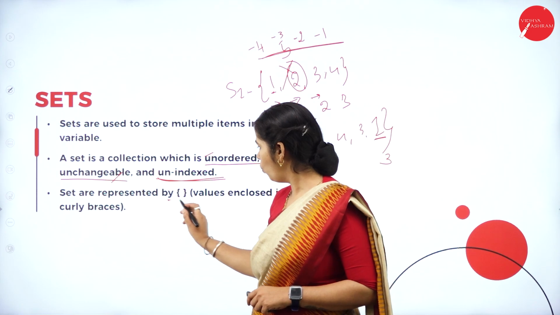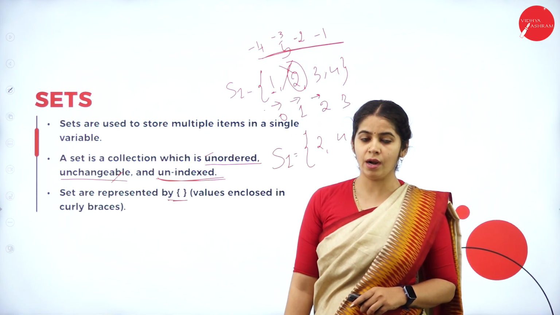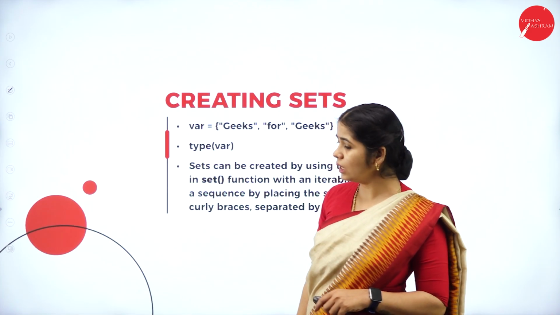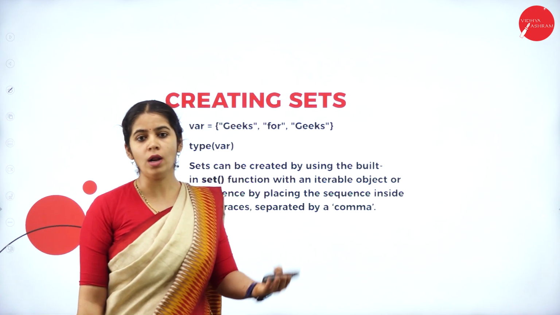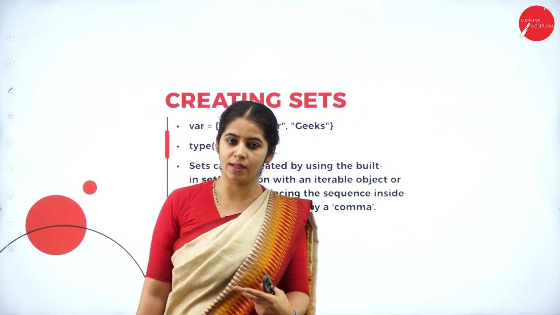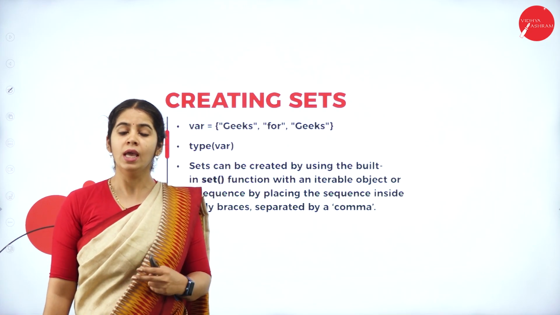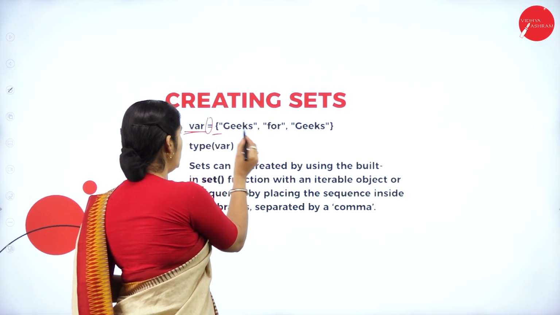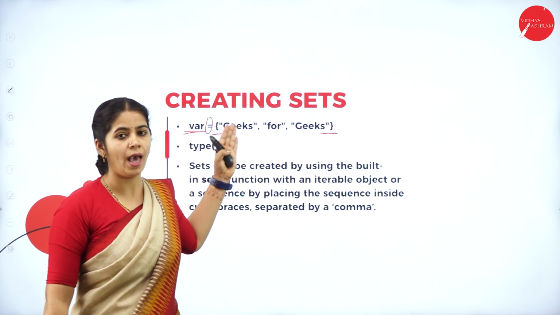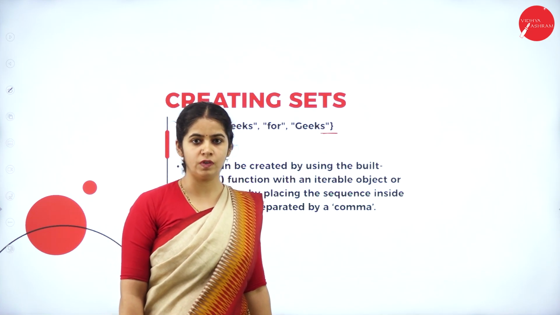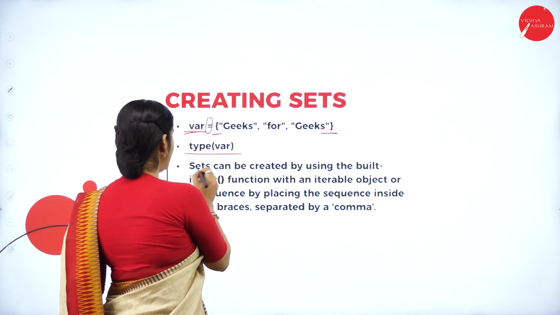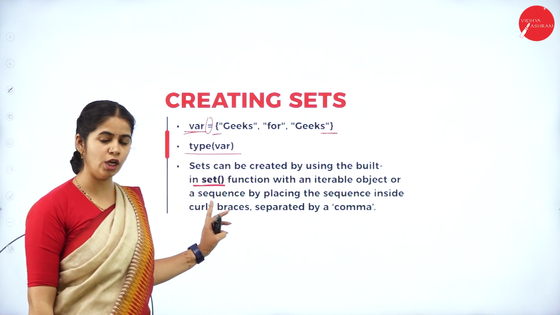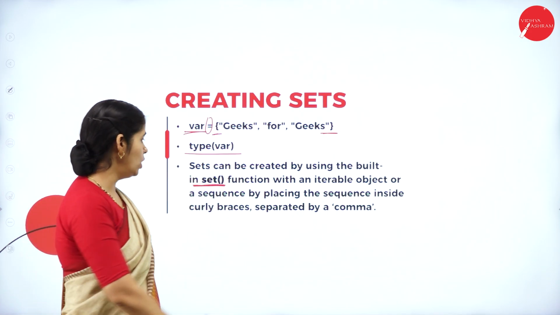Sets are represented within curly braces, separated by commas. How to create a set? As with all other data types, which had two methods of creation, here also we can create the set in two ways. One is by declaring the variable, the assignment operator, and then giving the elements of the set within curly braces. Or I can use an inbuilt method called set. We can use the inbuilt method called set.